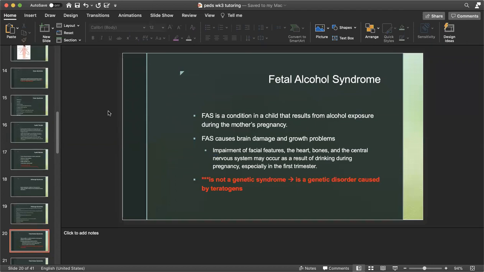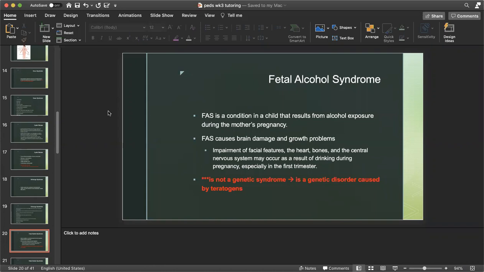So fetal alcohol syndrome is a condition in a child that results from alcohol exposure during the mother's pregnancy. It causes brain damage and growth problems. They'll have impairment of facial features, the heart, bones, and the central nervous system may occur as a result of drinking during pregnancy, especially in the first trimester.